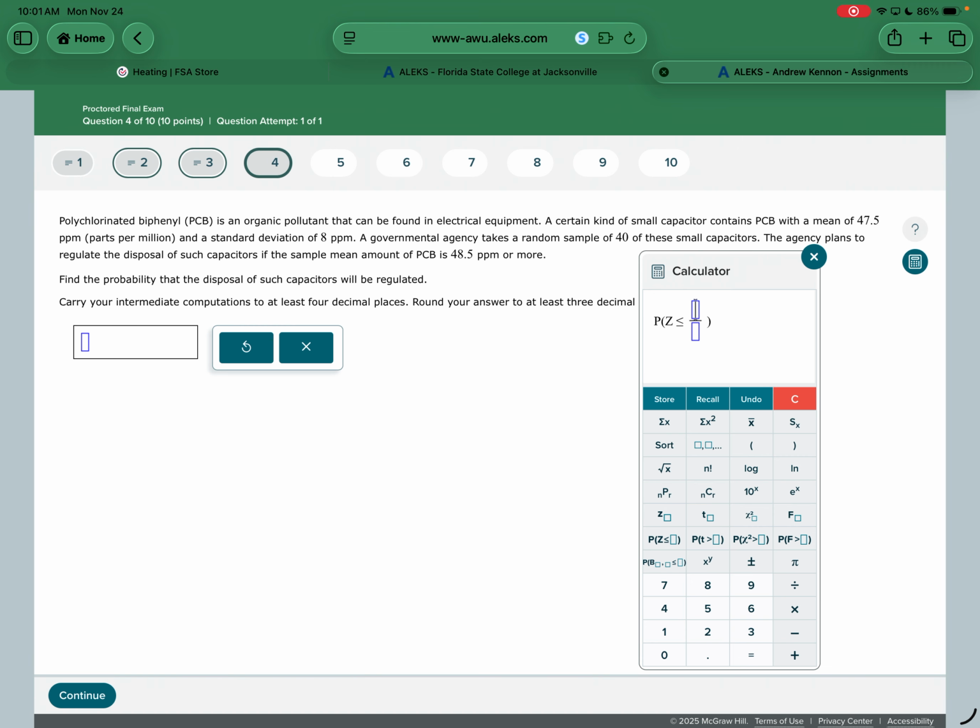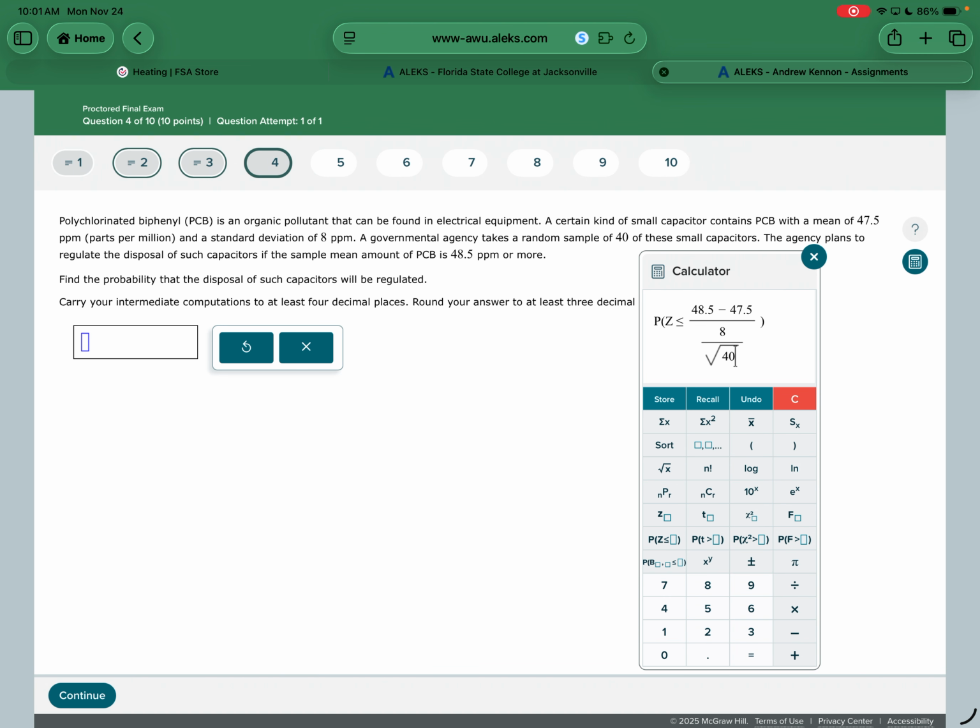So find the z-score. My z-score is 48.5 minus my mean, 47.5, divided by the standard deviation, which is 8, but we are sampling 40 of these. So since I'm sampling 40, I'm going to click divide again, and I'll write the formula out when I do the screenshot. But I'm going to divide by the square root of 40 since I'm sampling 40.